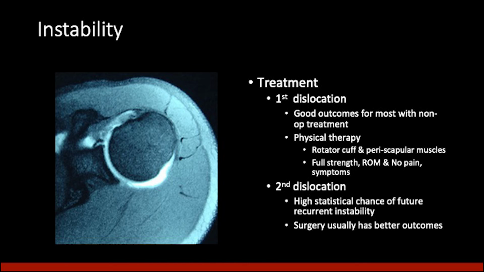There are certain situations where we do operate on people for first-time dislocations, and that's still, I think, an evolving concept. I don't think we're good at picking who's going to have that second dislocation after having had that first one, but we do know risk factors for that are being male, being young, under the age of 25, and participating in contact sports. Right?